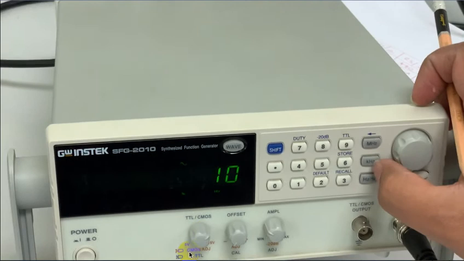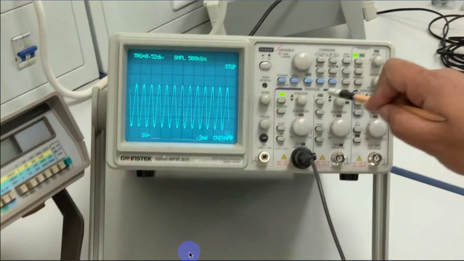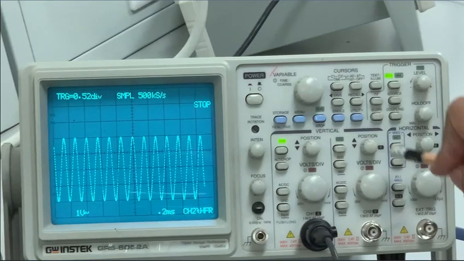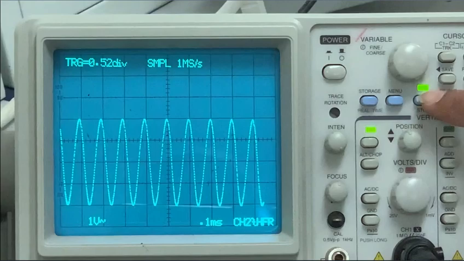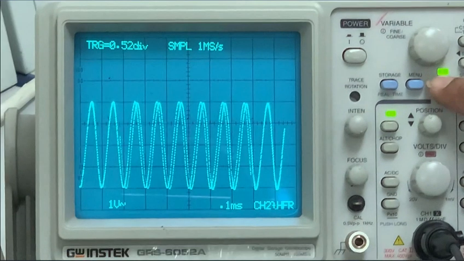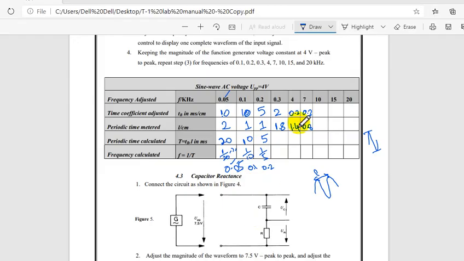Now 10 kilohertz, run this. It will be how much? It is 1 box into 0.1. So we'll write it as 0.1 into this 1 box, so it will be 0.1. Accordingly, next.